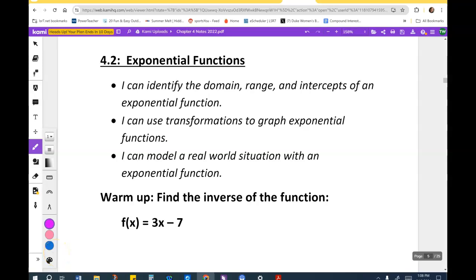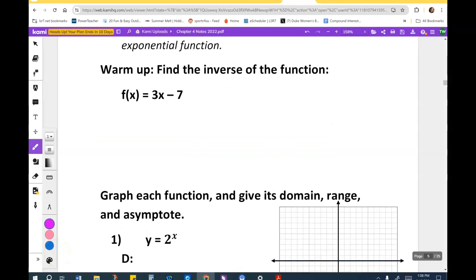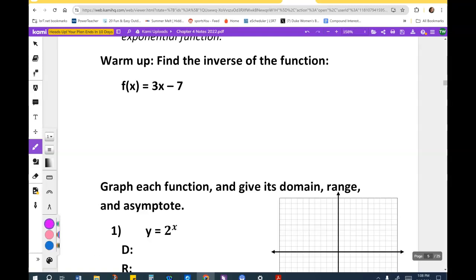Okay, now we're doing 4.2 exponential functions, and I'm going to skip the warm-up because I want that area to do a general overview of an exponential function. The general formula is y equals b to the power of (x minus h) plus k. Okay, and h and k are just like they've been in other formulas. H shifts it left and right.